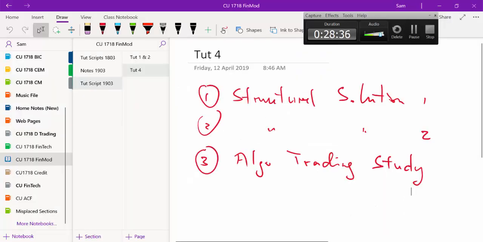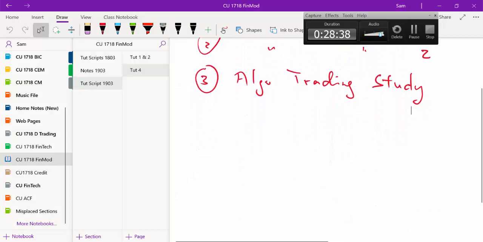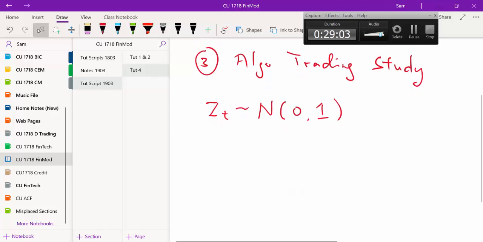So let's just say you have a normal distribution, which has a mean 0. It's a standard normal distribution, mean 0 and dispersion 1, or standard deviation 1. Now, this is the density function.